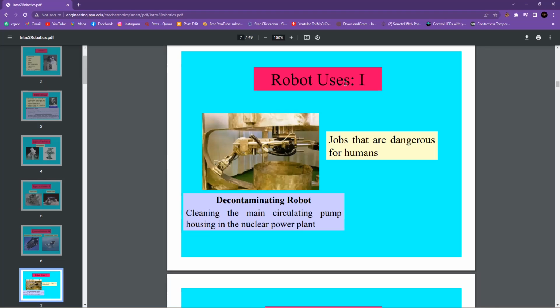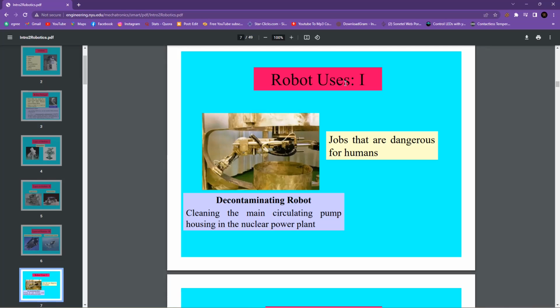Those who disable bombs also use robots in doing that. Those are very dangerous works that if you tell a normal human being to do, the person will have fear. But robots are given instructions and they do nothing apart from the instructions they've been given.